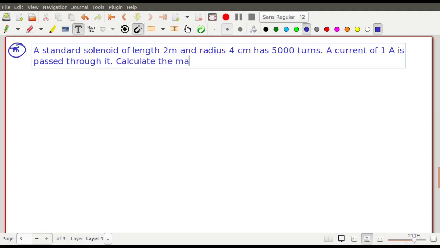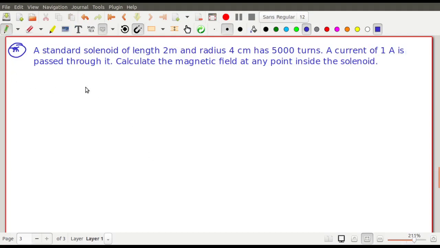Calculate the magnetic field at any point inside the solenoid. So here also, see one thing, you can clearly understand that the radius is very, very less than capital L, because the radius is 4 centimeter, right? Here the radius is 4 centimeter and the length is 2 meter.